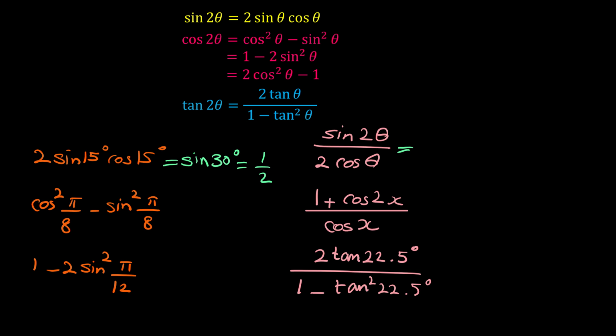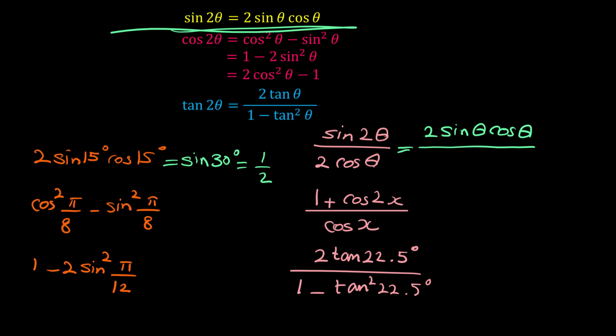Based on the double angle identity, sine of 2 theta is 2 sine theta cosine theta. And we leave the denominator 2 cosine theta. Now look at the numerator and denominator. You can see that we can cancel cosine theta with cosine theta, 2 with 2 cancels, and we have only sine theta. So this equals sine theta.